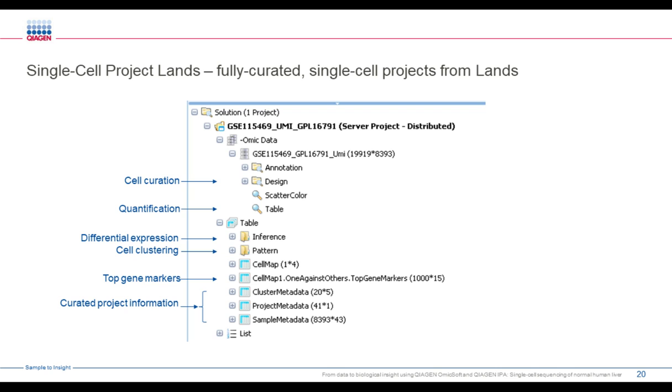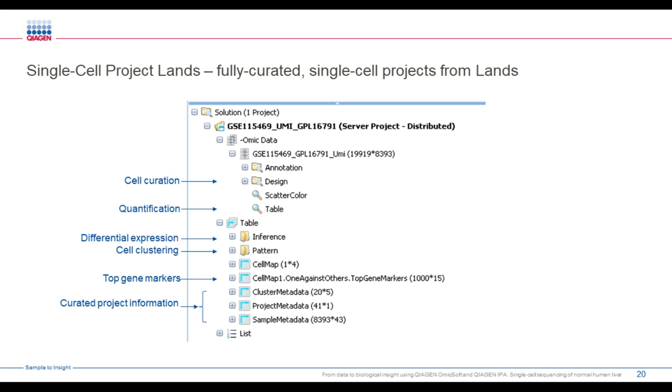That's what we have done in that case. So we have uploaded that specific project, the GSE115469. It's a UMI project. It's about the liver, single cell of a normal human liver, sorry. And what is downloaded into our server project is all these files, pre-computed files. For biologists like me, it's very easy and it's very quick.